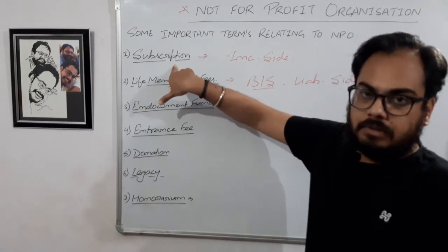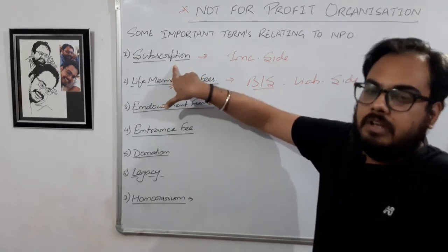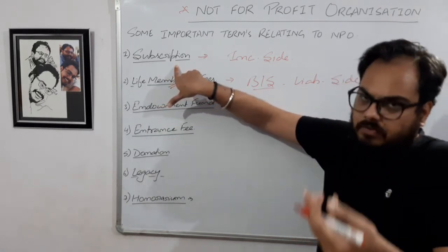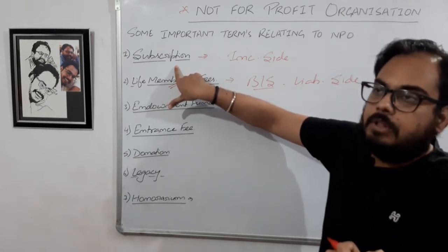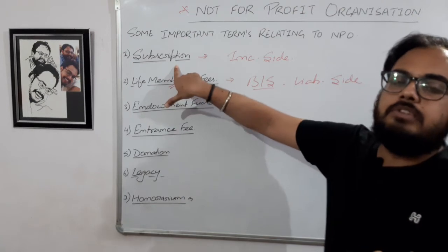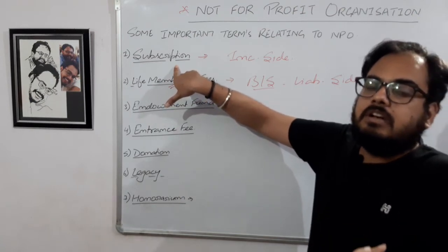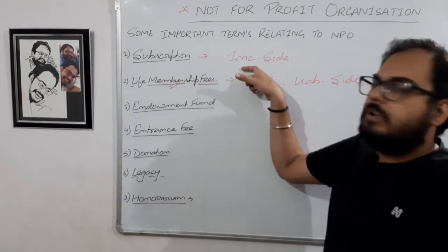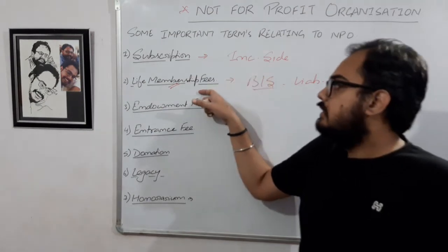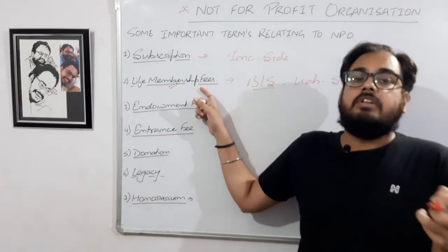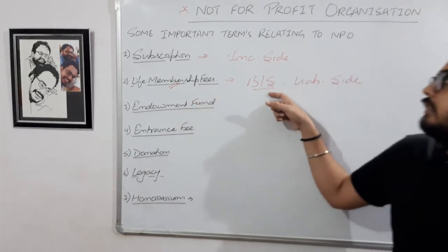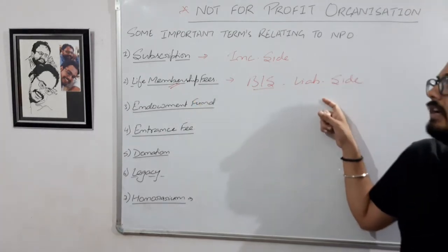Subscription is the income of the club and it is recurring in nature. Every year or half yearly, after the completion of a specific time, the club will receive subscription from the member. So this is the income of the club which is of recurring nature. Since it is income of recurring nature, it is shown in the income and expenditure account on the income side. Life membership fee is also a receipt of the club, but this is not a receipt of recurring or routine nature. This is the reason it is shown in the balance sheet on the liability side.